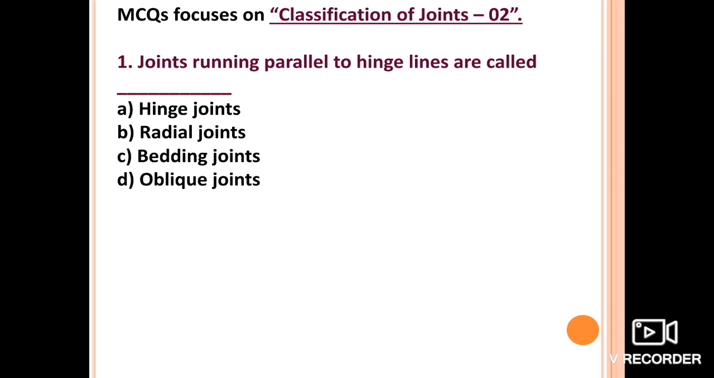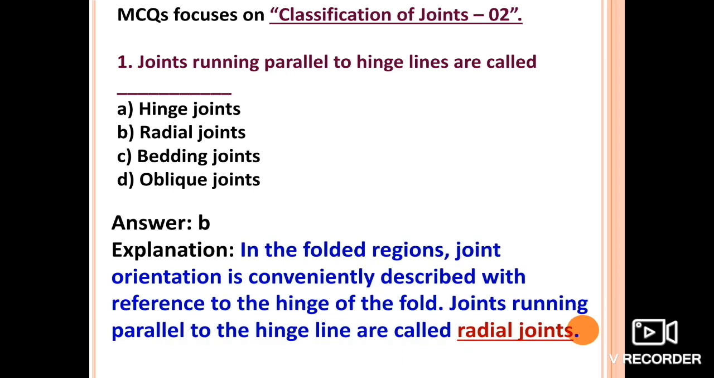The first question: joints running parallel to the hinge line are called hinge joints, radial joints, bedding joints or oblique joints. In folded regions, sometimes the joint orientation is conveniently described with reference to the hinge of the fold. So joints running parallel to the hinge line of a fold are known as the radial joints.